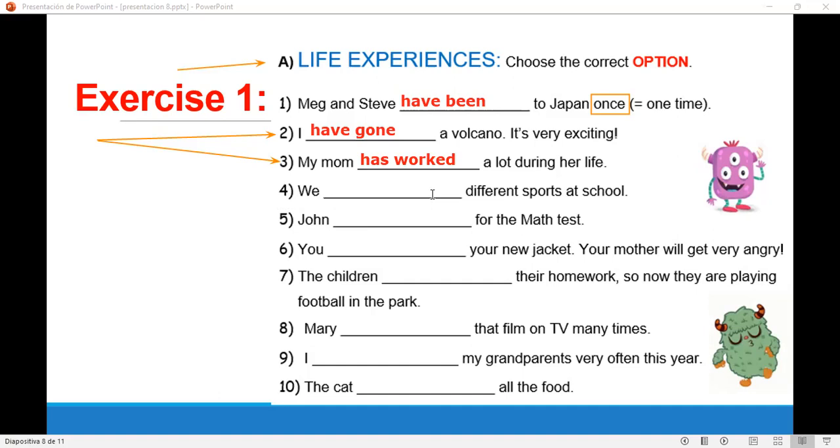Very good. Yes. Now let's go with the next one. It says, we different sport at school. Okay, which one do you think? So fácil. Because we're using sports. We have. Doing. Doing. Or done.